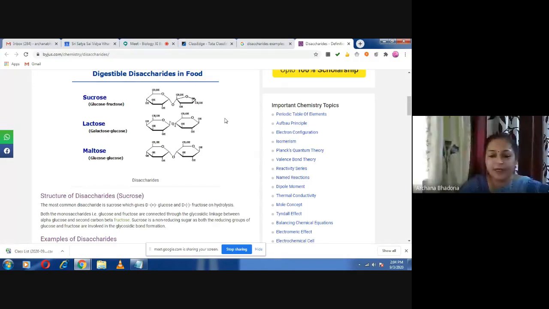First carbon of the first monosaccharide and the fourth carbon of the adjacent or the other monosaccharide. Okay, so you call that a 1,4 glycosidic linkage. What do we call it? So examples you have understood. What are the examples? Sucrose, lactose, and maltose. What are the 3 examples we have done?